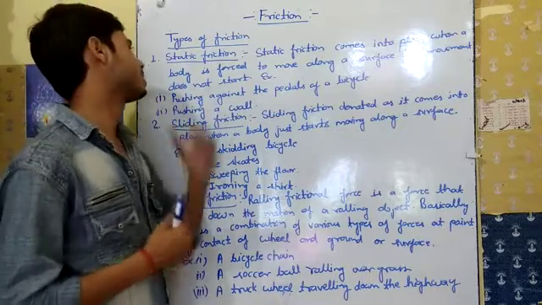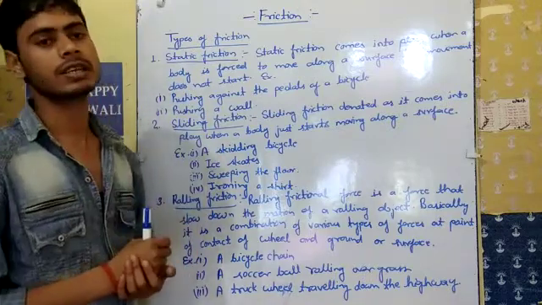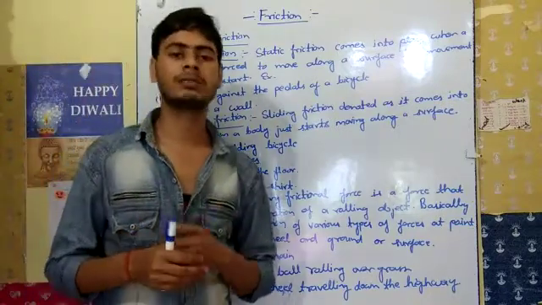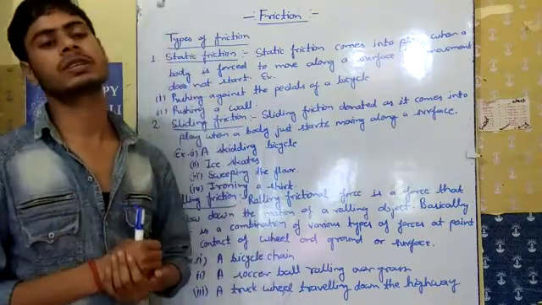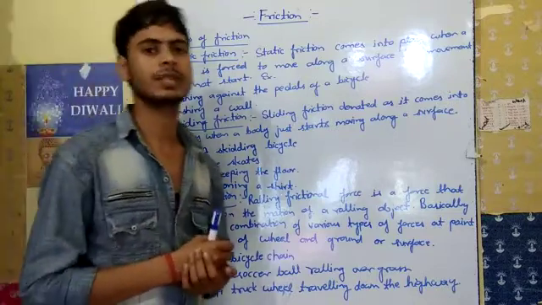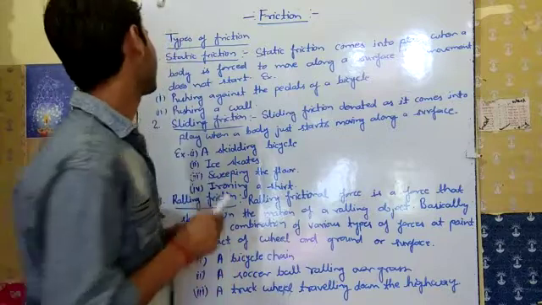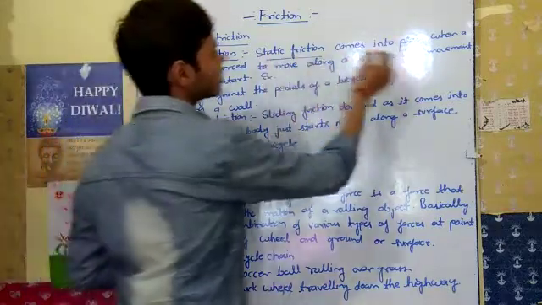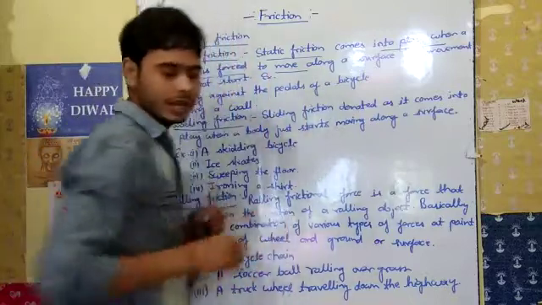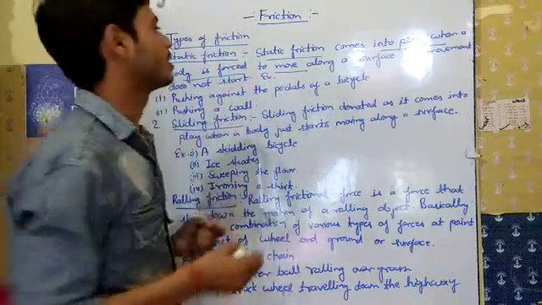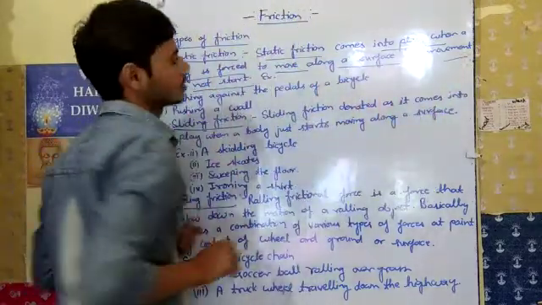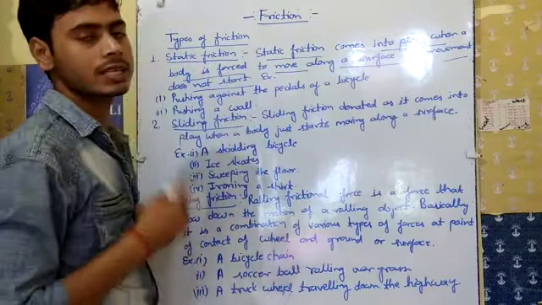The first one is static friction. Static, as the name suggests, means we apply force but the movement does not happen. This type of friction is known as static friction. Now the definition: static friction comes into play when a body is forced to move. That means we apply force for movement along a surface, but the movement does not start. This type of friction is known as static friction.